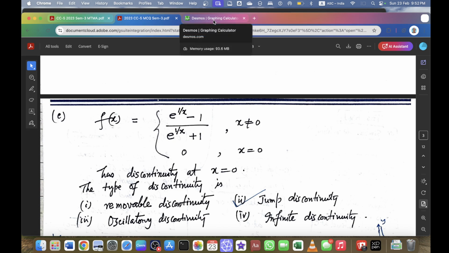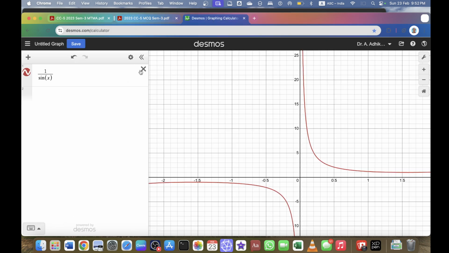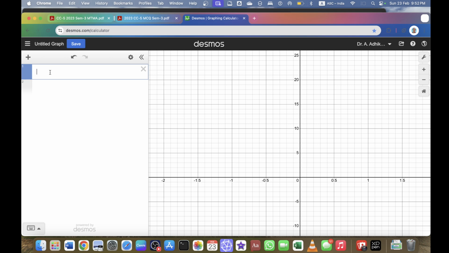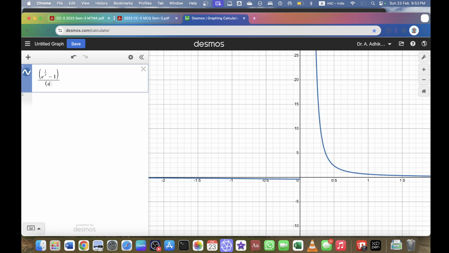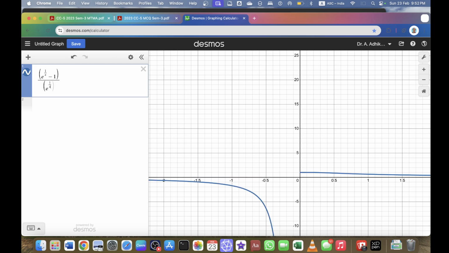e to the power 1 by x minus 1, whole divided by e to the power 1 by x plus 1.